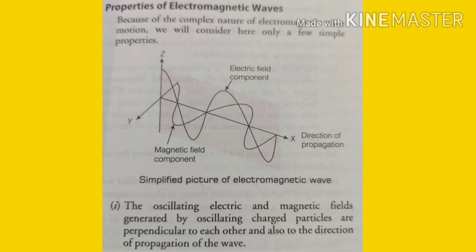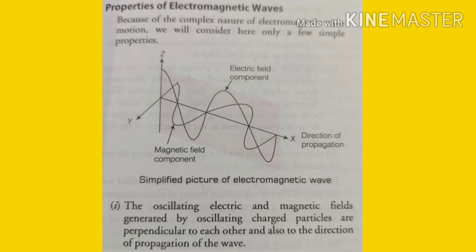You can see in the diagram the electric field component and the magnetic field component are represented. One is in the y-axis and one is in the z-axis, and the x-axis is the direction of propagation. So now these fields are represented in the figure. Now these are as follows.